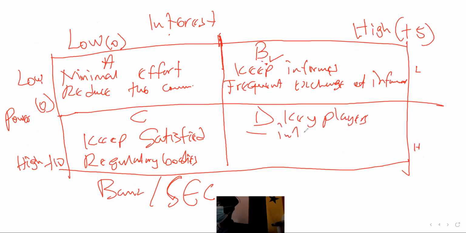They have high interest too. Interest is high. What do you do? Over here, all you have to do is this: frequent exchange of information. Here, translate this word. It's the same thing here. Frequent contact or exchange of information. Very important.